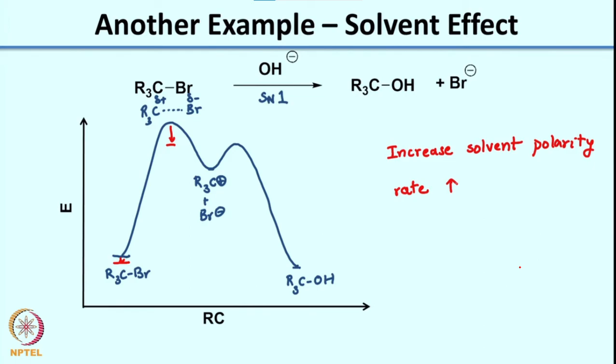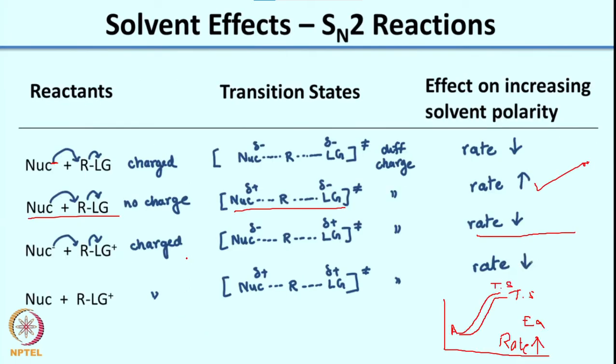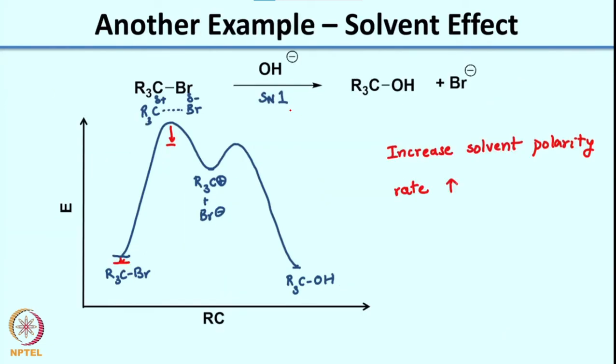So here another example is given. So we were talking about the SN2 mechanism. Now let's talk about the SN1 mechanism. So this is an example of the SN1 mechanism. Suppose we have here the reactant, where R is any alkyl group, and bromide.